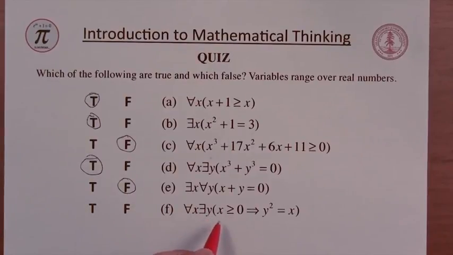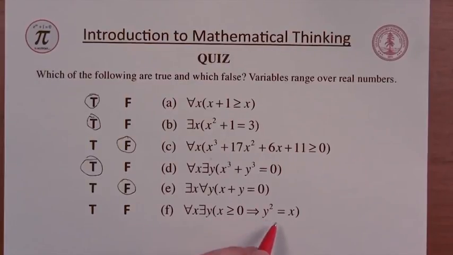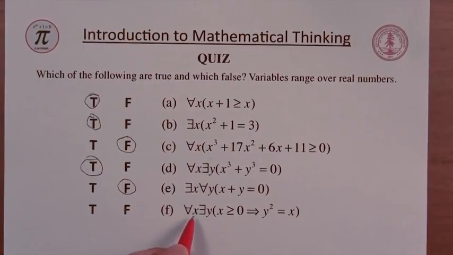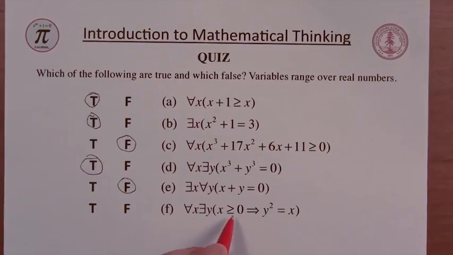What about this one? Well, is it the case that for all x there is a y such that if x is non-negative, then y squared equals x? Well, let's look. Supposing we took an x. If x was negative, then game over, because this conditional would be true. It would have a false antecedent. If that x was non-negative, then there is a y whose square is x, namely the square root of x. So whatever x we take, there's always going to be a y that satisfies this. It's true.